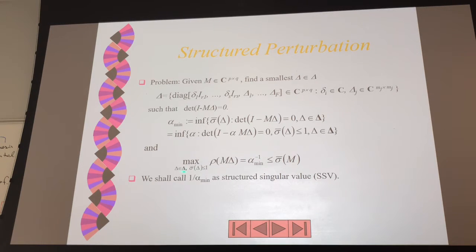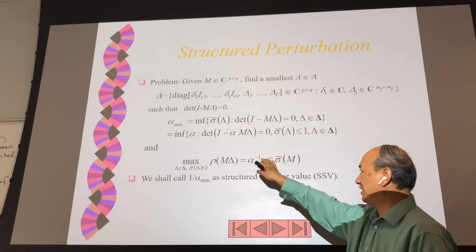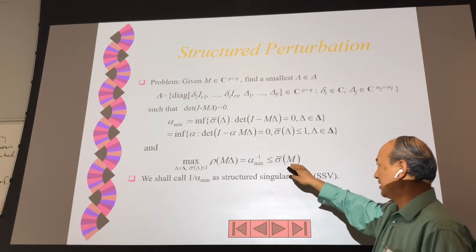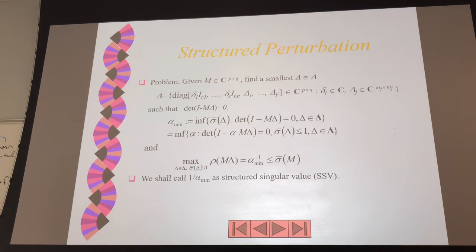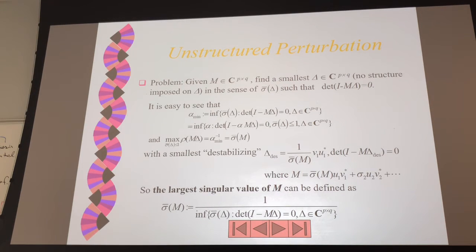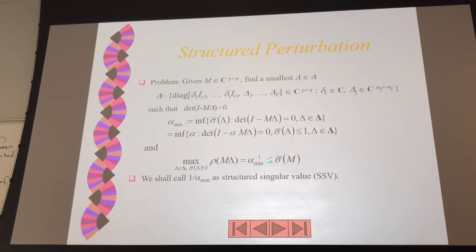So we can argue that from this structured set, make the sigma bar less than 1, and the spectral radius of M delta is still defined by that. And the most important part is that it's guaranteed that this guy is definitely less than the maximum singular value of delta M. So go back to the slide. What do we have? It's strictly equal. And here, because of the structure, we have a chance to be smaller. That's the beauty. From now on, we start to call this guy 1 over alpha minimum SSV, or structured singular values. And this will be our starting point to design less conservative robust control.